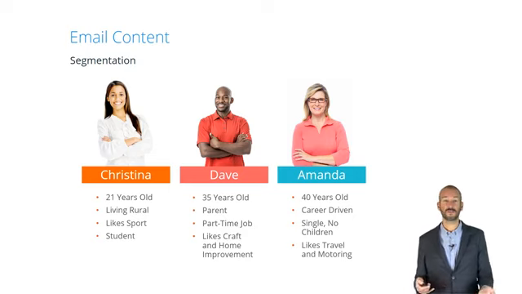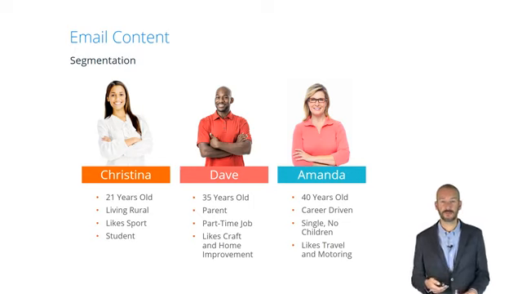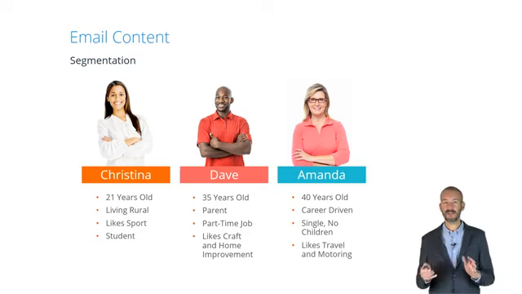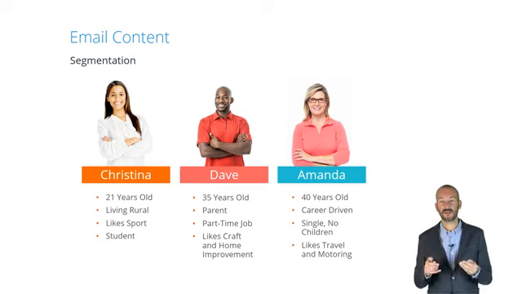Dave, on the other hand, is 35 years old. He's a parent. He works a part-time job. And he likes craft and home improvement, kind of his hobbies, right? And then Amanda. Amanda is 40 years old. She's career-driven. She's single, no children. She likes travel and motoring. These are 3 disparate individuals who have very different likes and dislikes. When you segment their content from your email list, you're going to provide them with much more relevant, much more personalized information. Because that's what we do in every context. We always segment. So remember this with your email marketing.